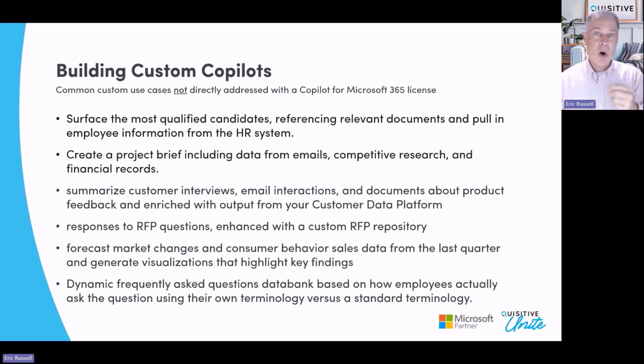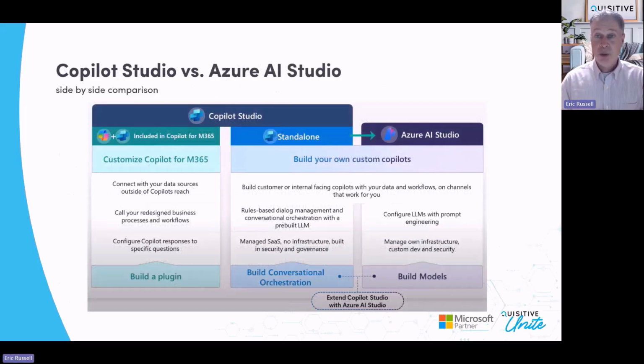And that is the more complex your data footprint becomes, the more places you go to gather data and pull it into the model and answer the question, the more that you begin to move into a custom Copilot. So then the question becomes, well, what do I use? This is the slide I was referring to earlier. Which do I use, Copilot Studio or Azure AI Studio?